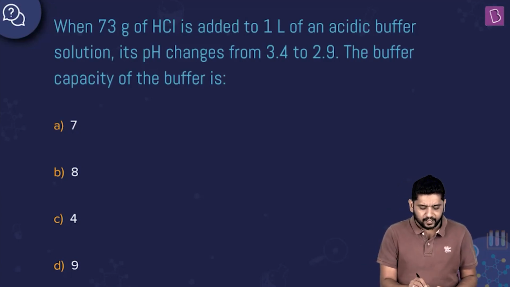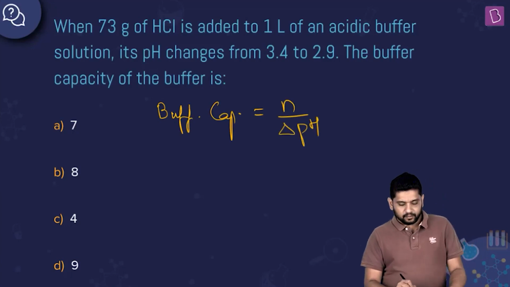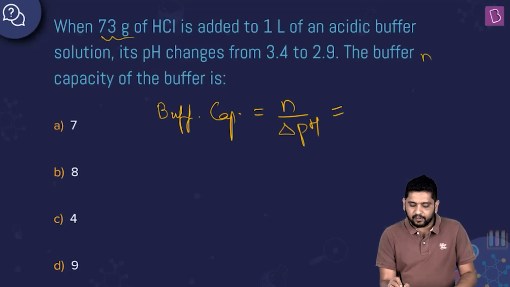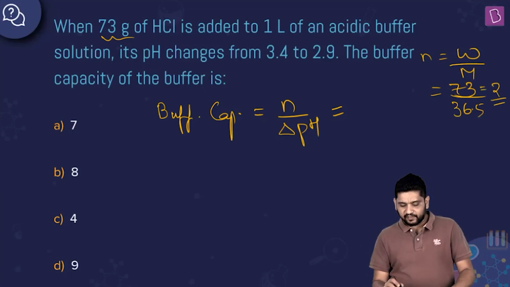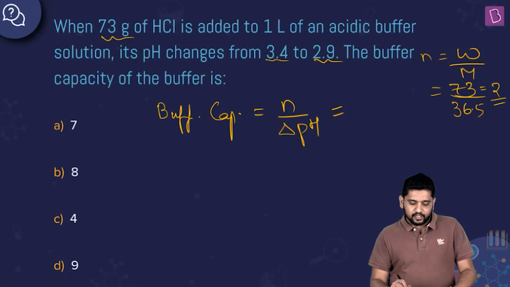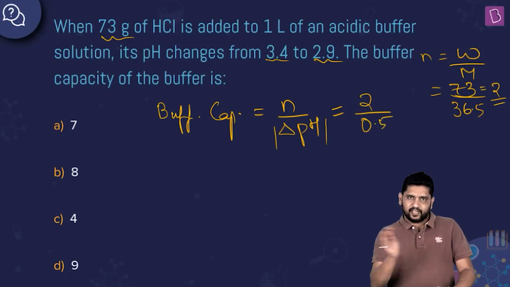Or you can also write buffer capacity to be equal to the number of moles divided by the change in pH. So what will we get? What is added here? 73 grams of HCl. The number of moles is given by weight divided by molar mass. So this is 73 divided by 36.5, which is obviously 2, since 36.5 into 2 is 73. So when I added 2 moles, pH reduced by 0.5. The modulus of the change in pH is what we are looking at. So 2 moles were added and pH changed by 0.5, reduced by 0.5.